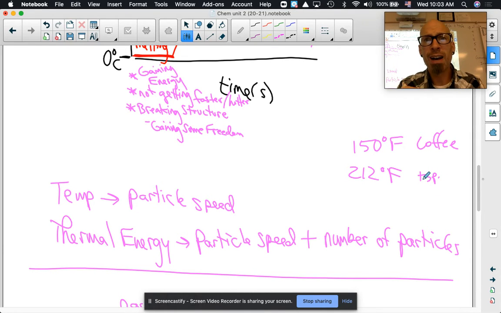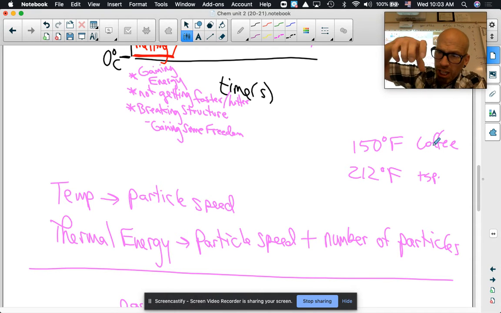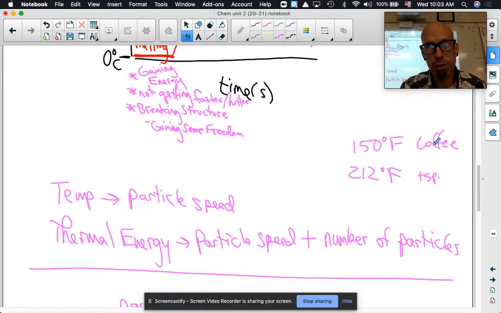A teaspoon is not very much. You put that teaspoon on you, yeah, it's going to hurt. But it's going to cool down really quickly because there's not much of it. Very small amount. If you pour that whole cup of 150 degree coffee all over your hand, that is going to do some damage.